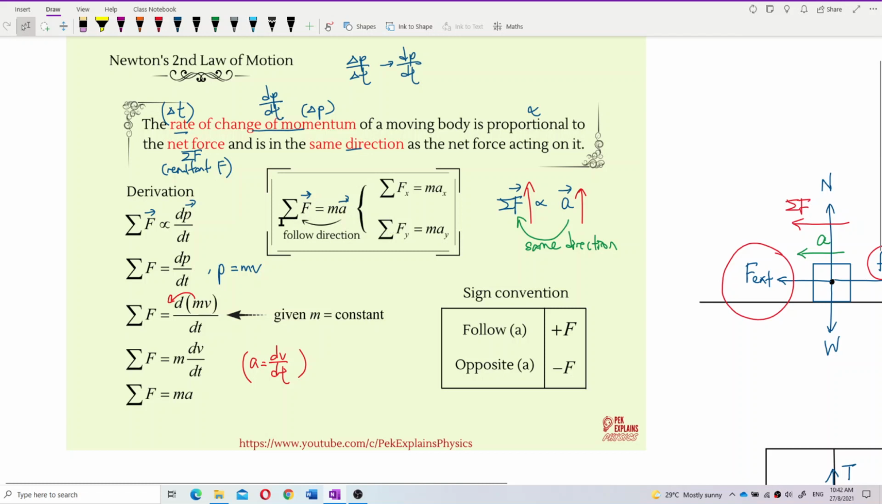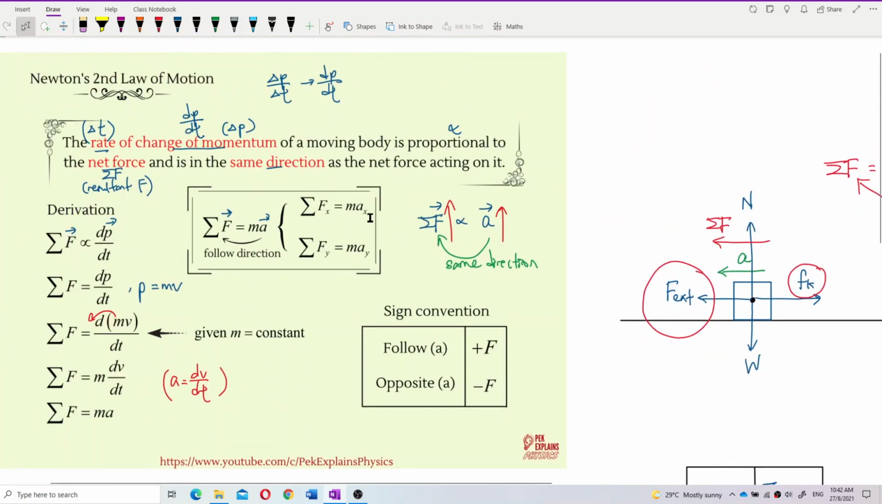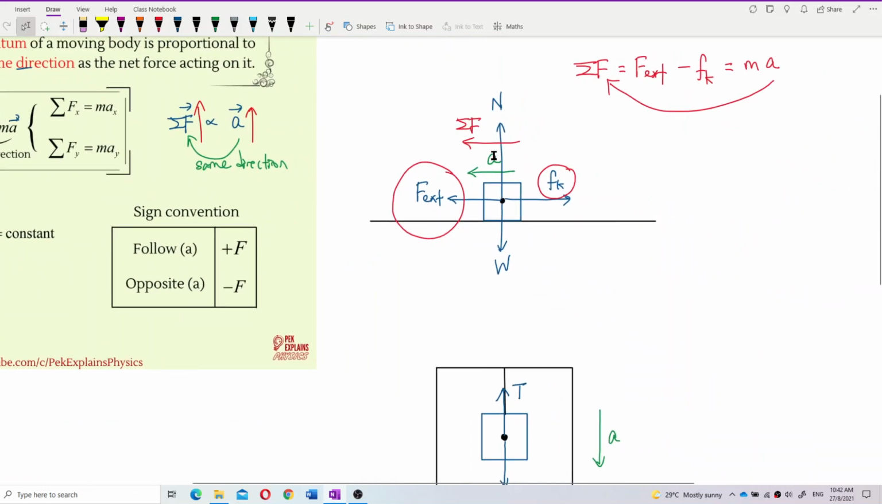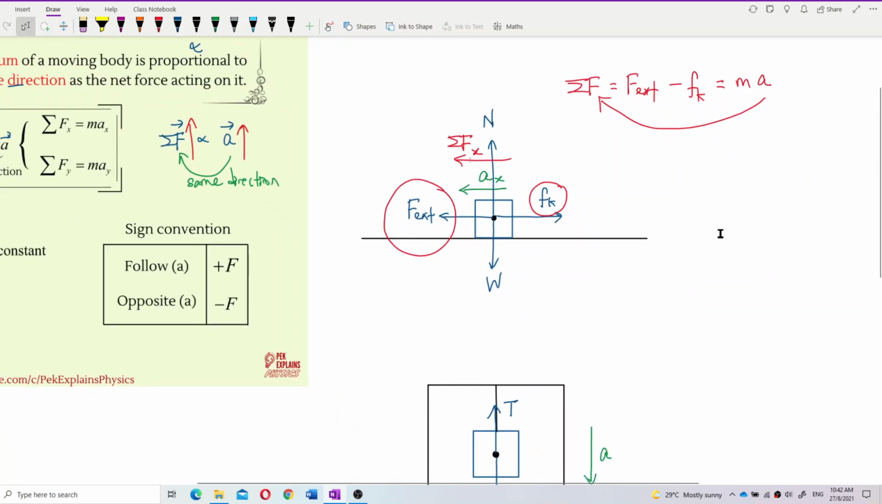Okay, understand? So the acceleration must always follow the direction of the resultant force. This total F equal to ma sometimes can be in the X component, sometimes in the Y component. Later I will show you. Like this one, this is acceleration in the X component, so the total force is also in the X component. On a horizontal surface, of course, the acceleration and the resultant force are in the X component.